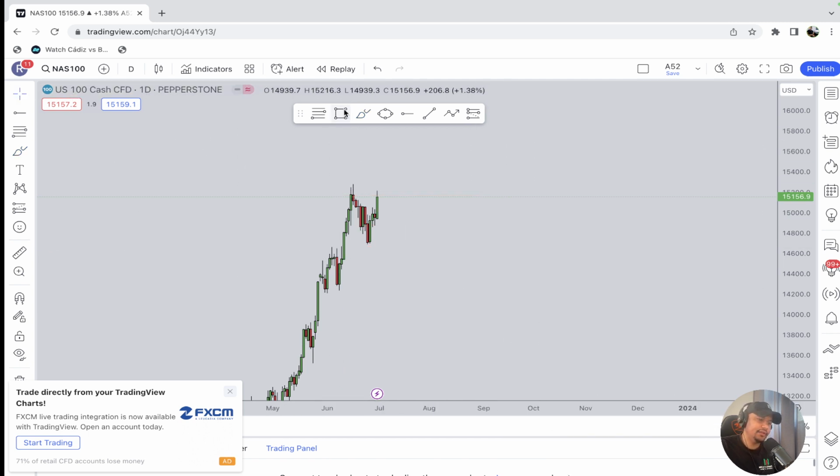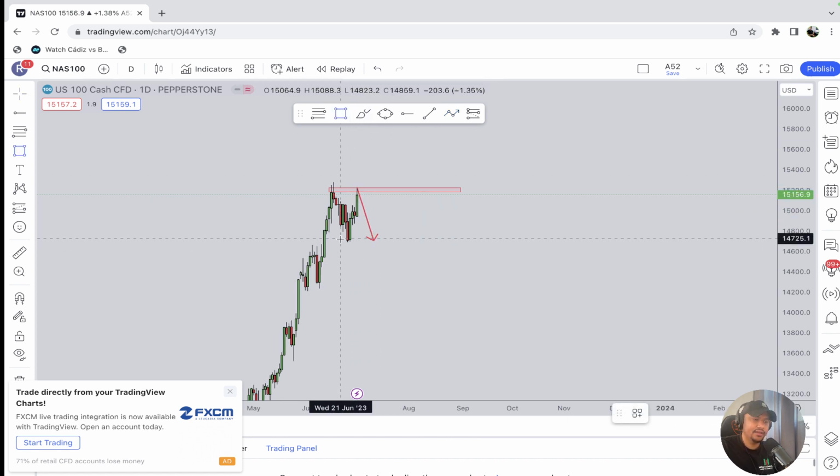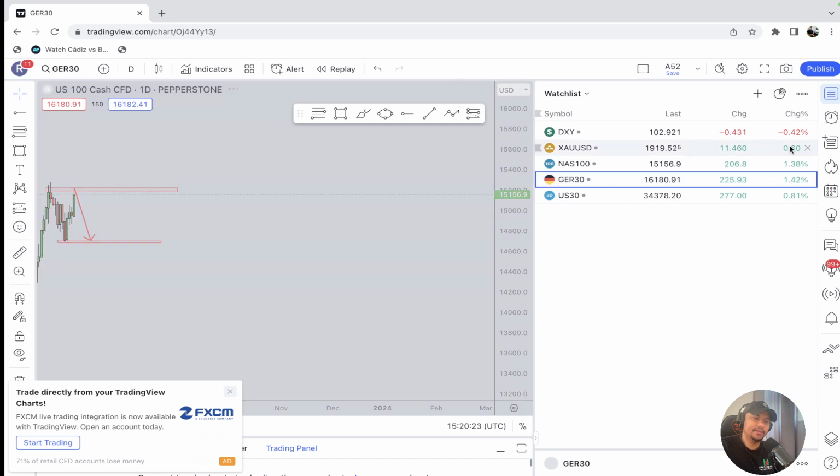I am still bearish on the Nasdaq, and I know we are going into a new week. So I do expect the Nasdaq going into next week to pull back because once again the market is waiting for the jobs report to pull through before they determine the next move.